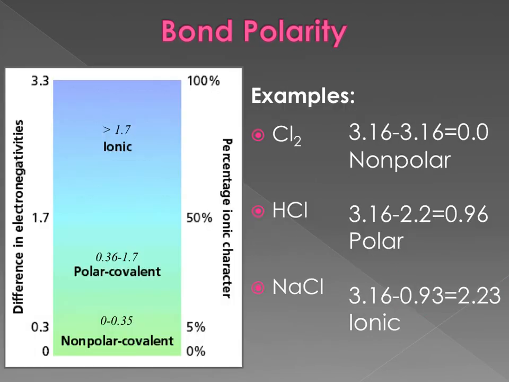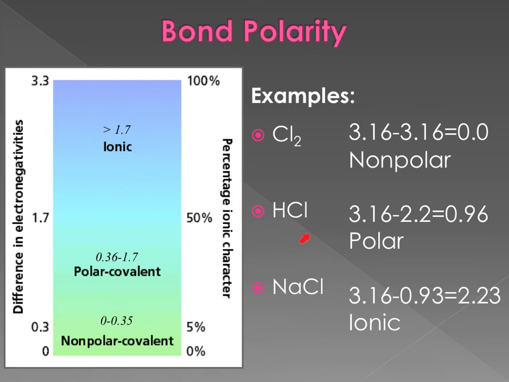Here are a couple examples. We have chlorine and chlorine. Obviously, they are identical atoms. They have the same electronegativity. If you look on that chart, they're both 3.16. So if you subtract the two from each other, the value is 0. Again, that's going to fall within the nonpolar covalent range.